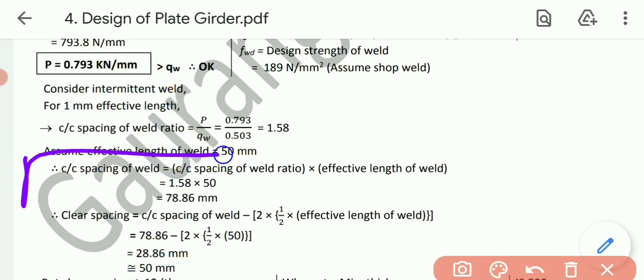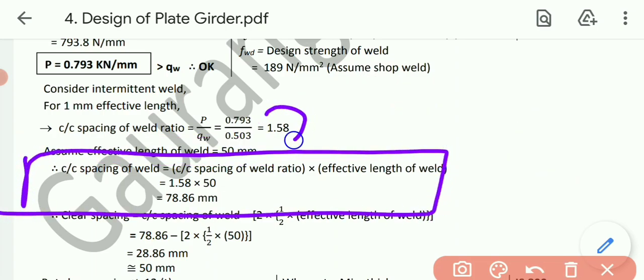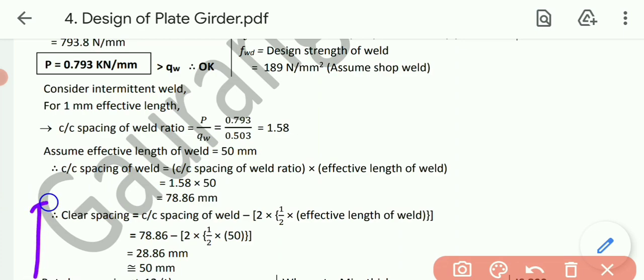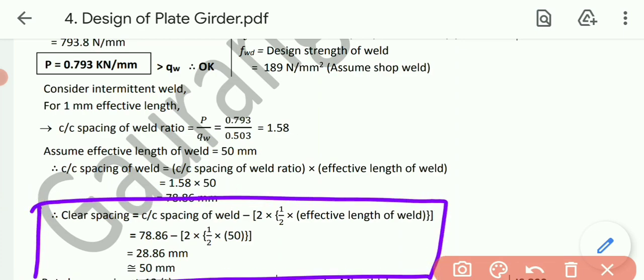So center to center spacing is the multiplication of this ratio and the effective length. So center to center spacing ratio 1.58, effective length of weld 50. So I will get the answer 78.86 mm. Then clear spacing means from the center to center spacing we subtract one edge. Let me draw a sketch for that.